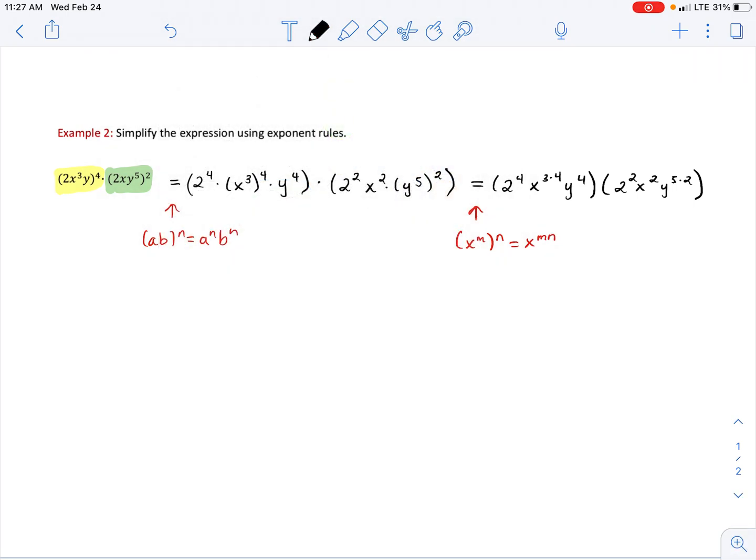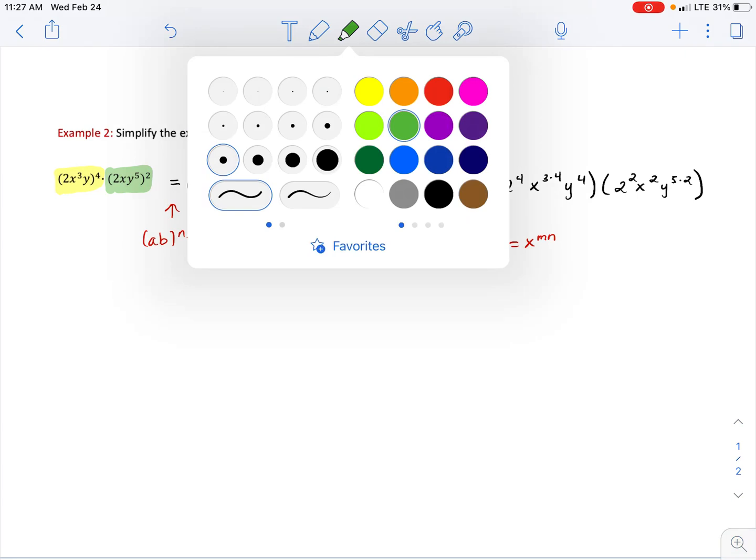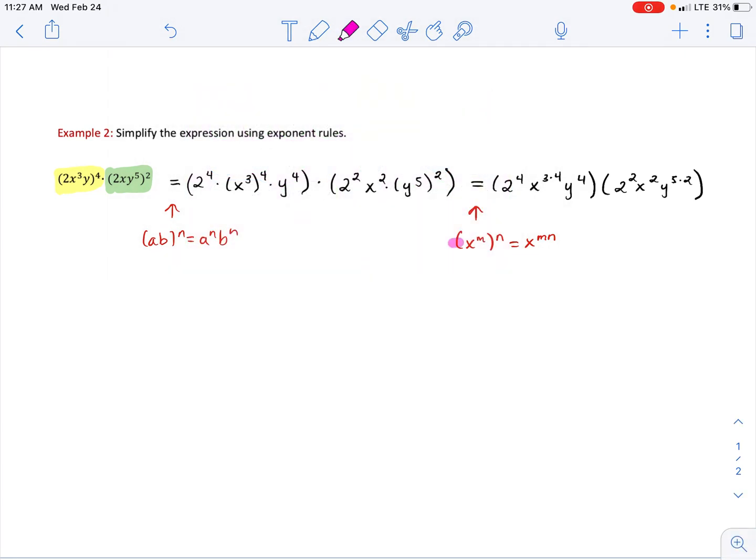Right, so that's the rule that I was using here to compute this part. I used it on these terms here.